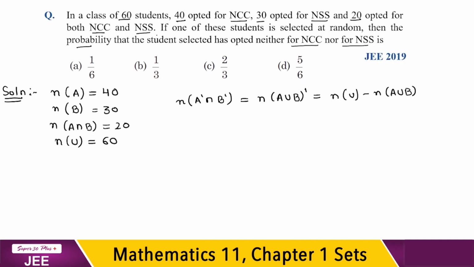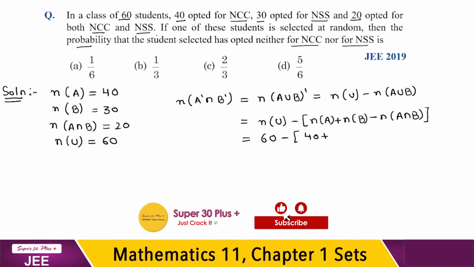Alright students, so far so good. So this becomes equal to the number of elements in the universal set minus the number of elements in A ∪ B, which will be the number of elements in A plus the number of elements in B minus the number of elements common to A and B. Now n(U) is given to us as 60, minus the number of elements in A, which is 40, and the number of elements in B is 30, and the number of elements common to both is 20.